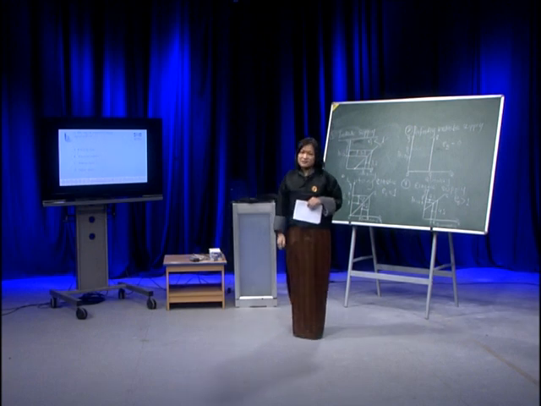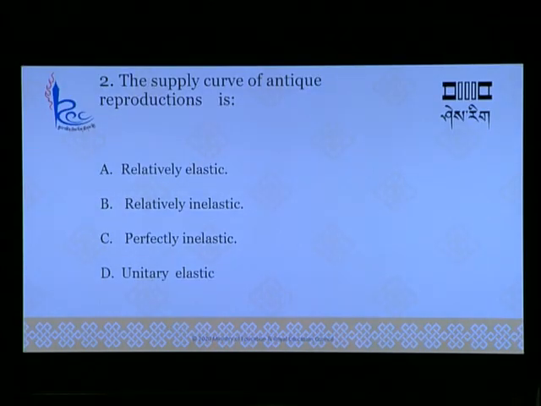Okay, now look at the second question. The supply curve of antique reproduction is A, relatively elastic, B, relatively inelastic, C, perfectly inelastic, D, unitary elastic. Guess the answer. What could be the correct answer?